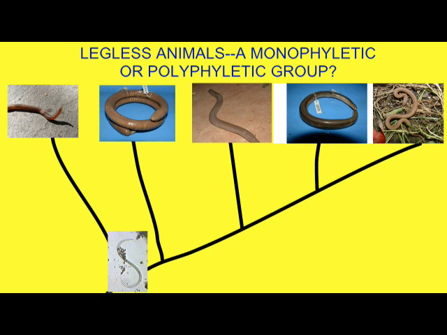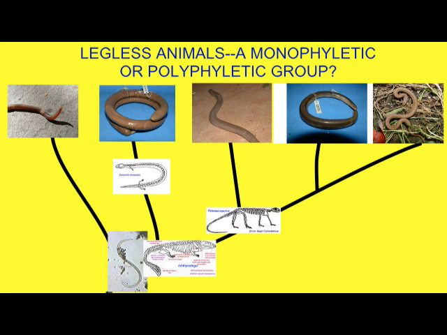Shelled organisms, which would include turtles, placoderms, armadillos, would be polyphyletic because the origin of shells arose multiple times. This shelled organism group does not include their most recent common ancestor, which did not have a shell.